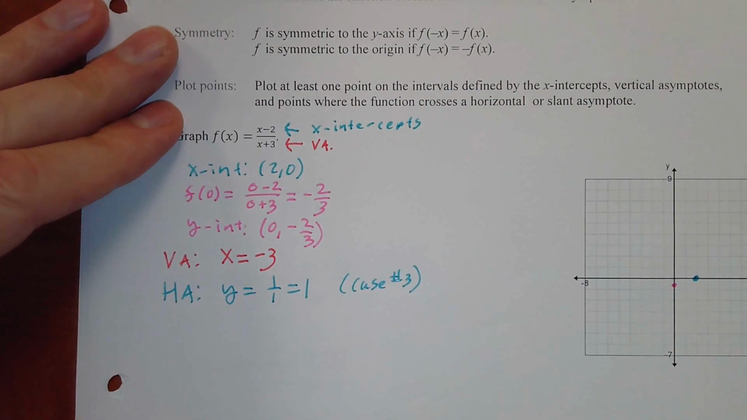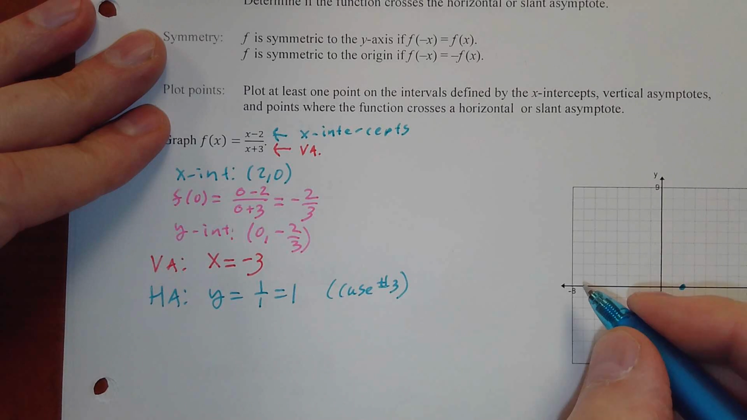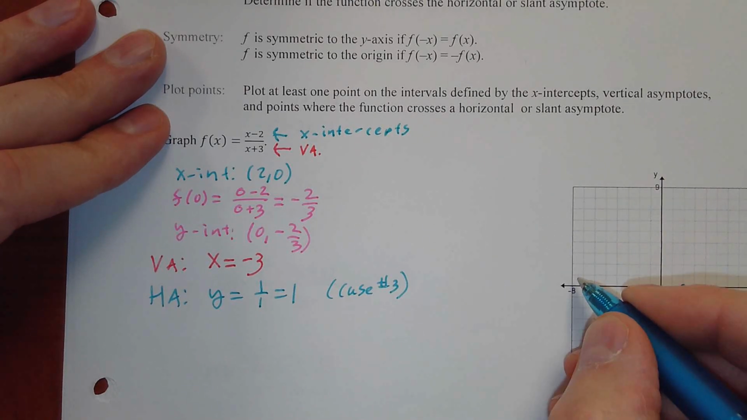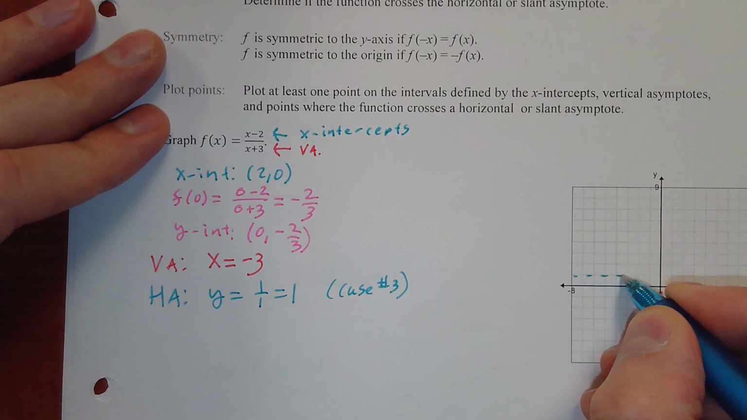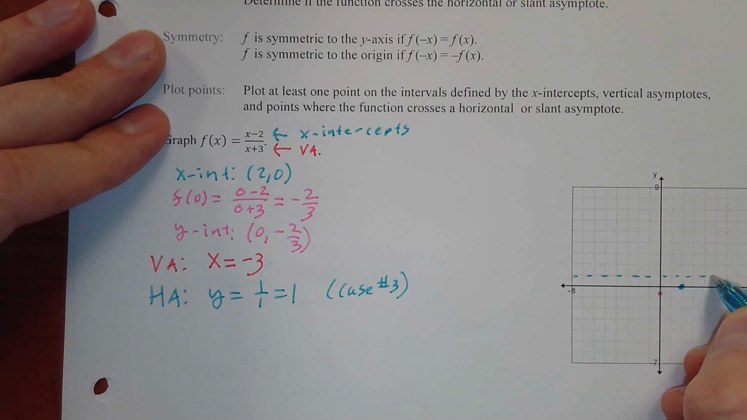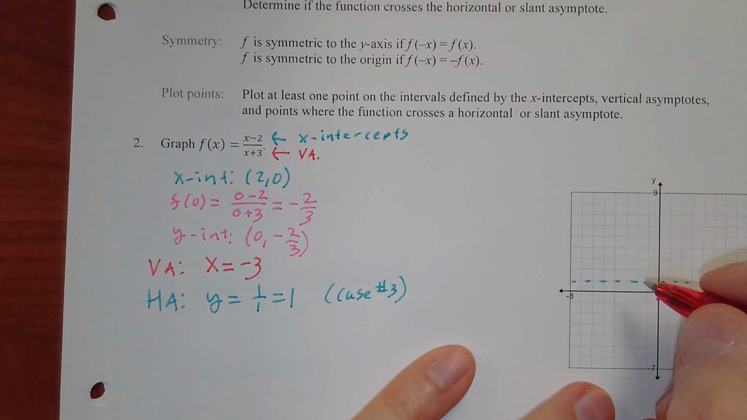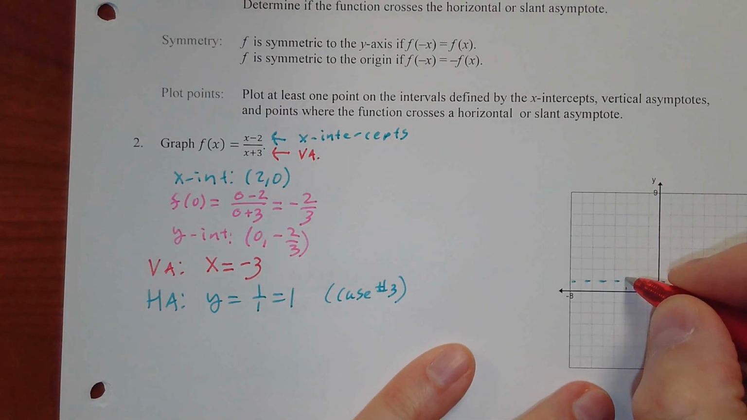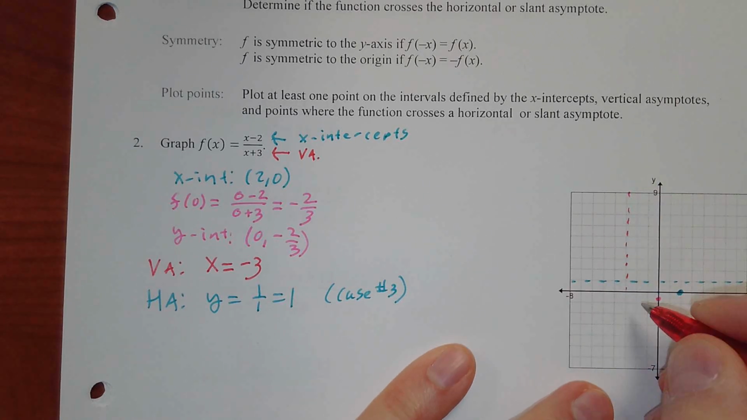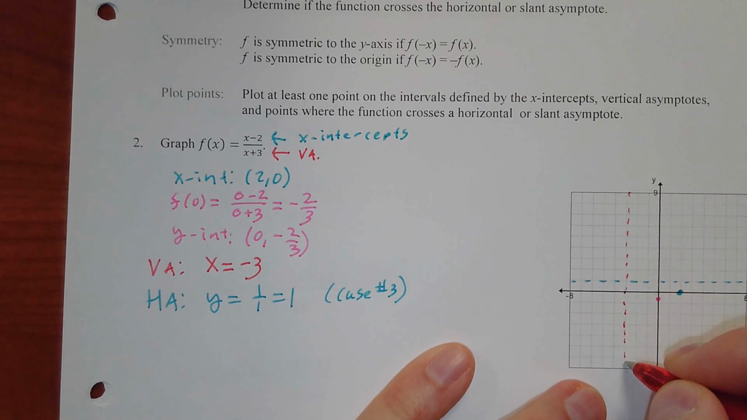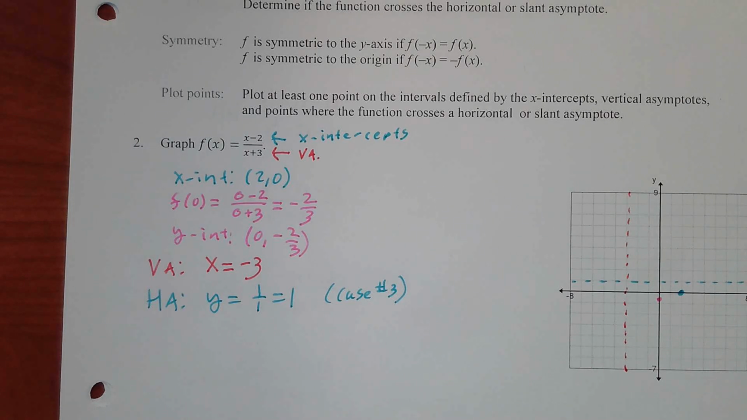So my horizontal asymptote, let's put that here. I'm going to just draw that here. And we draw on the vertical asymptote. That was x equals negative 3. So it looks something like that. So just kind of sketching those in.